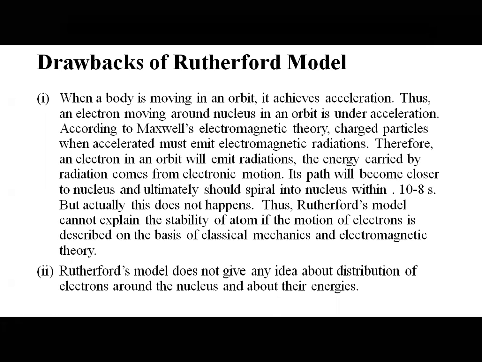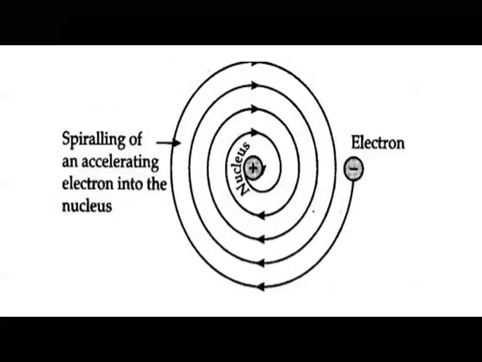Even Rutherford's model did not give any idea about the distribution of the electrons. He said electrons are revolving around the nucleus in certain paths called orbits. But how are the electrons distributed? Are all the electrons present in only one orbit, or are there different orbits? And if there are different orbits, what about the energies of the orbits? All that was not explained by Rutherford. Therefore, Rutherford's model was not accepted again.